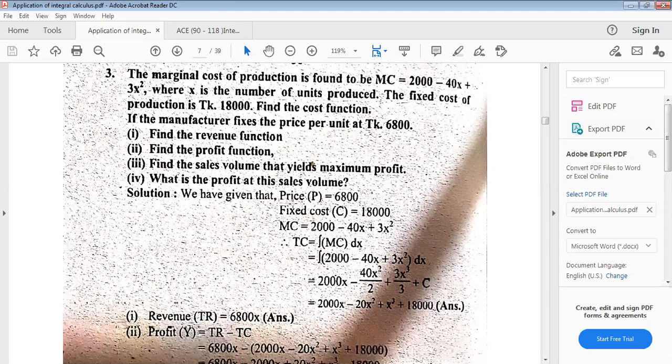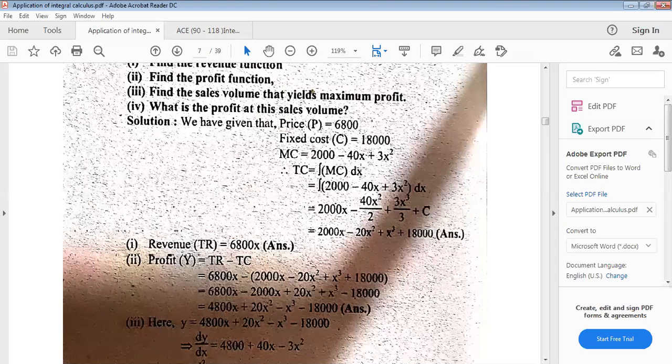Now we are given that price P equals 6,800, fixed cost is 18,000, and marginal cost is 2,000 minus 40x plus 3x square. So the total cost will be the integration of marginal cost with respect to dx. Understand? Just putting the value of MC: integral of 2,000 minus 40x plus 3x square dx. Now integration with respect to x, remember it.